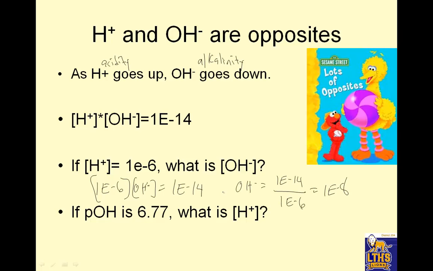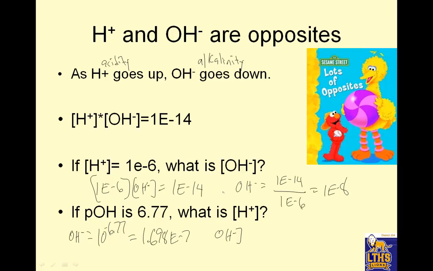If pOH is 6.77, what is H positive? So another way to do this is if pOH is 6.77, let me find hydroxide. OH negative equals 10 to the negative 6.77. Second log negative 6.77, enter, 1.698 E negative 7.